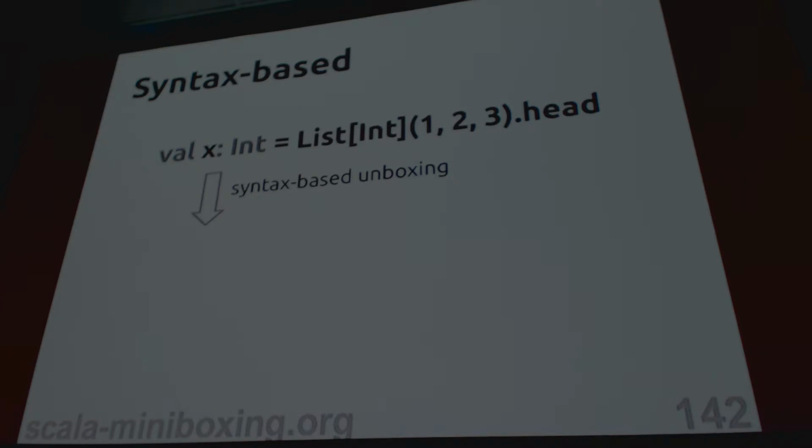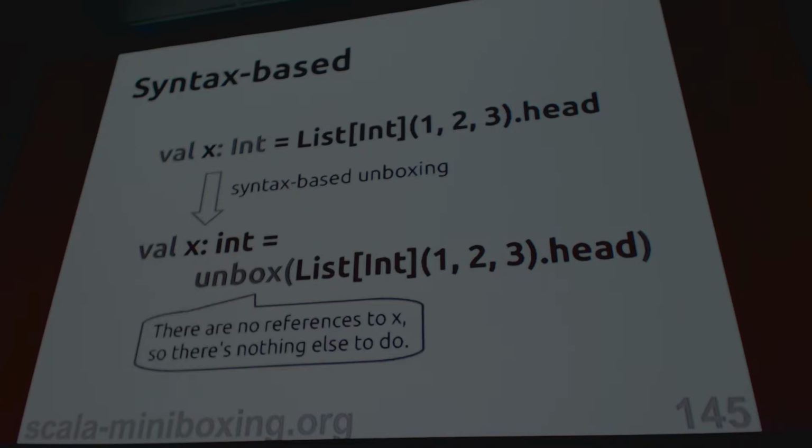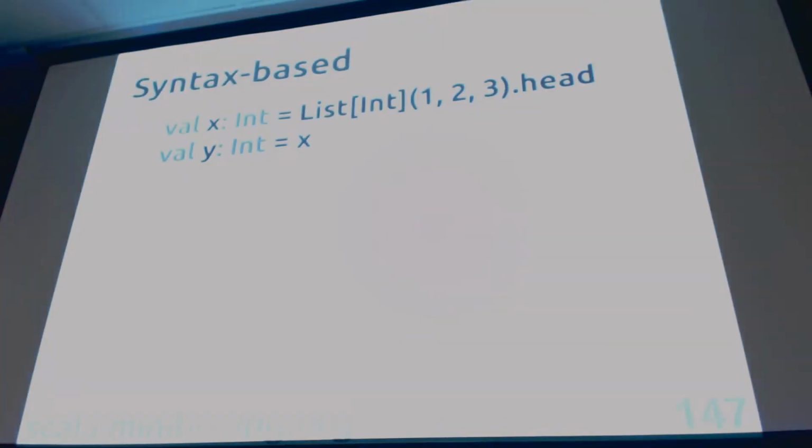Okay. So let's take the first line from the previous example. We just unbox X, and the right-hand side also gets an unbox coercion. So far so good. There are no references to X in the code, and that's all the transformation we need to do. Great. Now let's take Y. Y this time is not creating a list, but just taking the X we had before and copying it to Y.